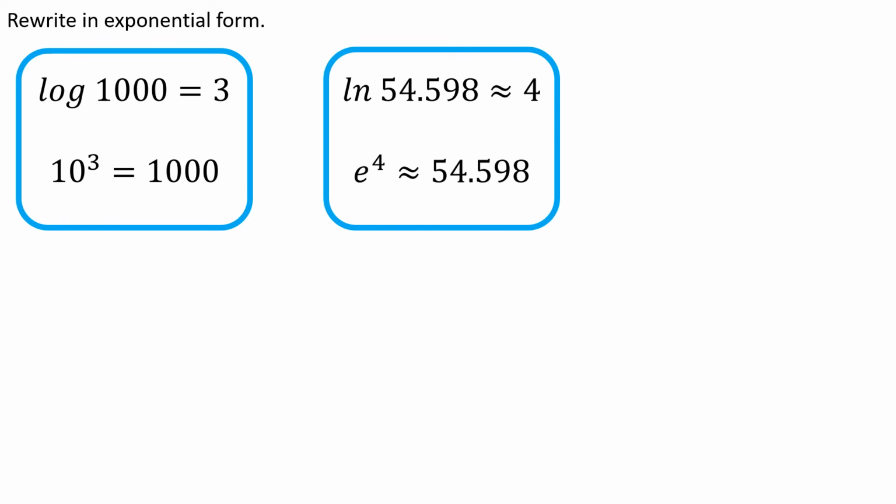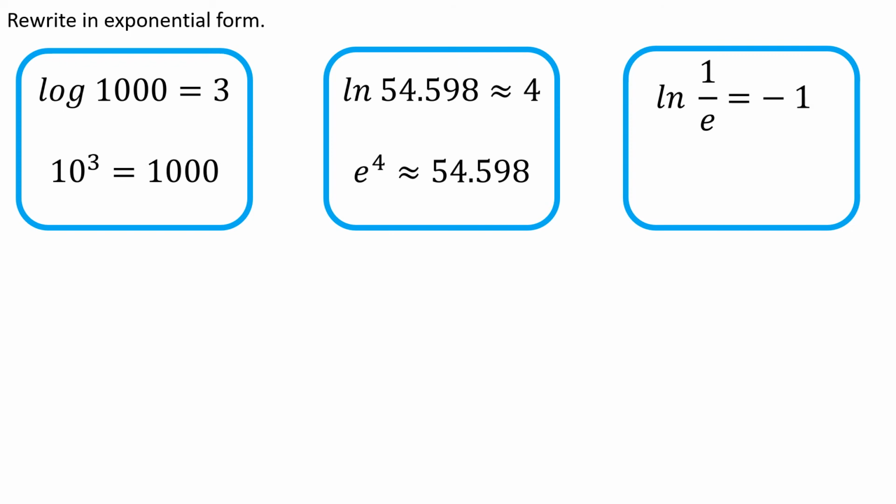Because e is between 2 and 3. So 2 to the fourth power would only be 16. That's too small. 3 to the fourth power would be 81. That's too big. So I know e to the fourth has to be somewhere between 16 and 81. But that's a really super rough estimate. So thank goodness they've got calculators if I want to get an approximate value.